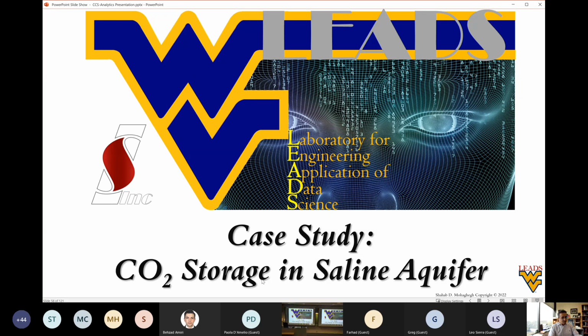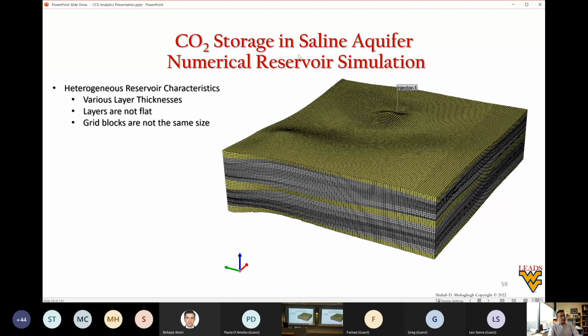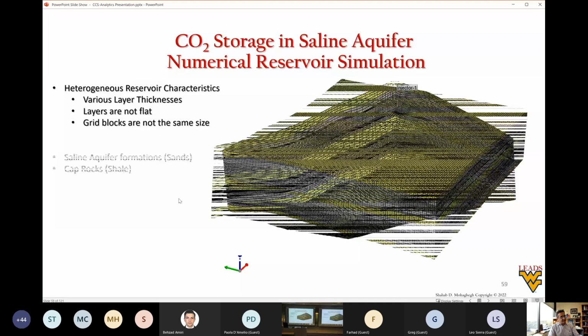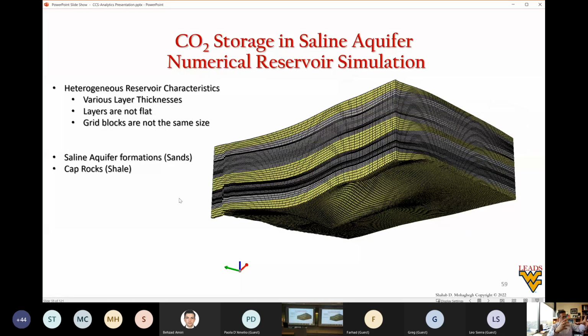This has been done as CO2 storage sequestration in a saline aquifer. So the CO2 storage in saline aquifer through numerical reservoir simulation. The reservoir simulation has heterogeneous reservoir characteristics and various layer thicknesses. As you can see, not all the grid blocks have the same size. They change, as I showed you. Layers are not flat. They go up and down, and grid blocks are not the same size. The layer thicknesses are different. This is the model that was developed. This is the same model, just rotated a bit.